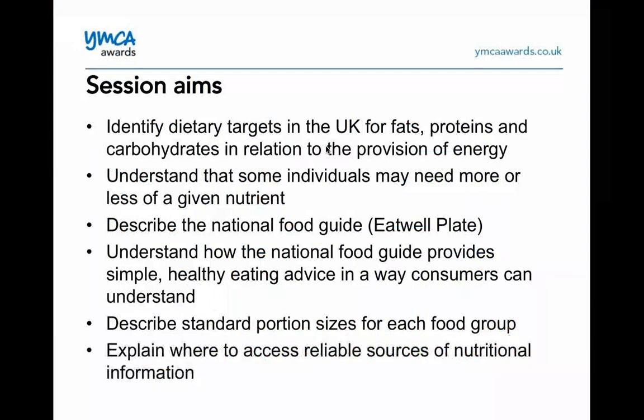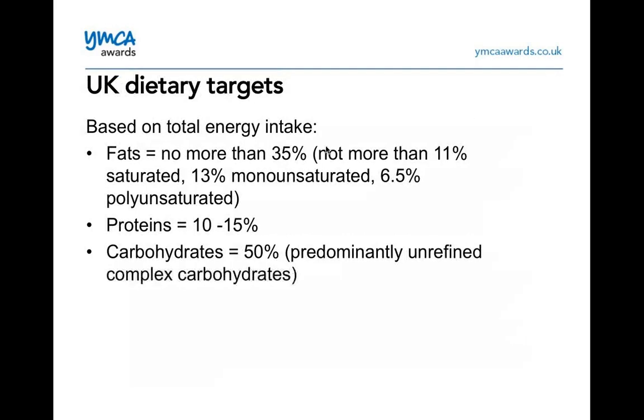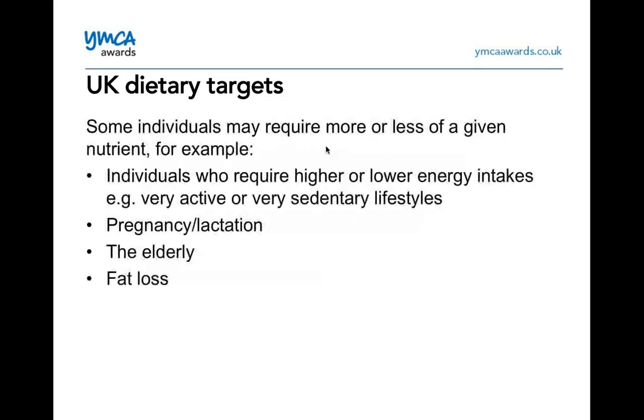So, the healthy eating guidelines. In this section, we're going to go over fats, proteins and carbs again, just to reiterate the guidelines. We're going to look at the Eatwell plate and describe portion sizes as well. So again, to go over: fats no more than 35%, protein 10 to 15%, and carbohydrates 50%, obviously found predominantly in unrefined complex carbs. Some individuals, as we said before, may require more or less of a given nutrient. Individuals who require higher or lower energy intakes would be, for example, someone that's very active or very sedentary, anyone that's pregnant, the elderly, and if you're looking at fat loss, the guidelines could be slightly different.